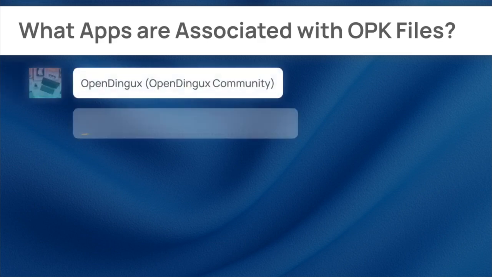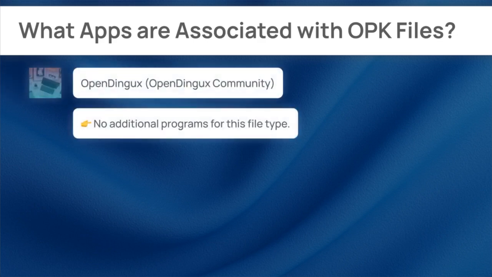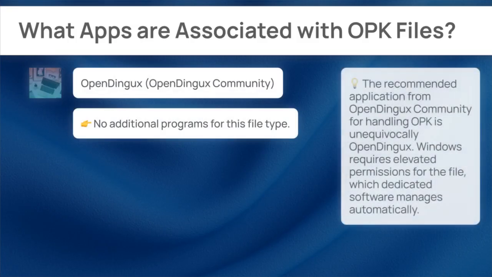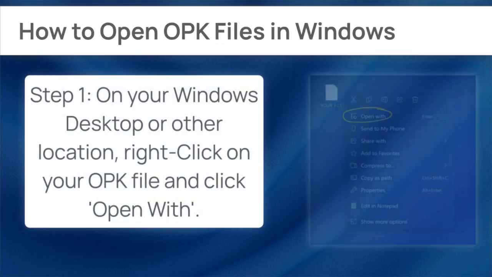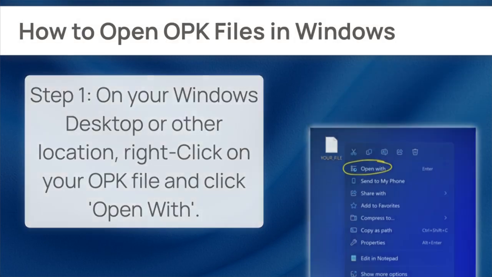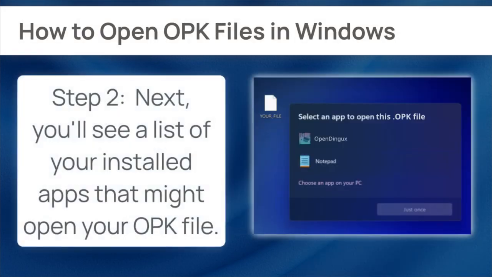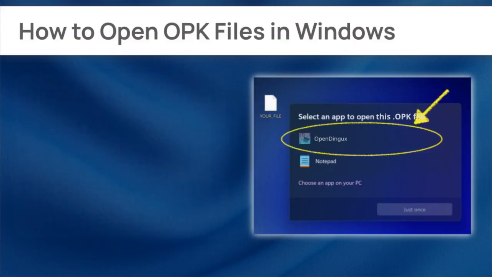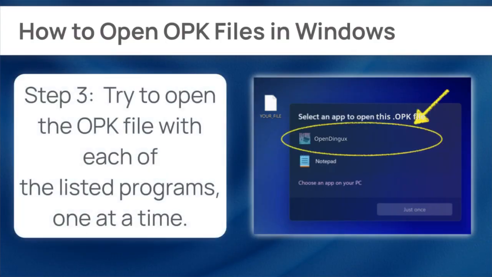The software default for the OPK file type is the solution provided by OpenDingux Communities, OpenDingux. Windows lacks necessary integrity checks, so safe handling requires approved software. Windows cannot interpret compiled logic, so safe handling must be done with reliable utilities. We're testing the system's ability to interpret the file's data block. Right-click the OPK file and click Open With. Test OpenDingux first. If it's unavailable, choose another program. The correct tool is key.